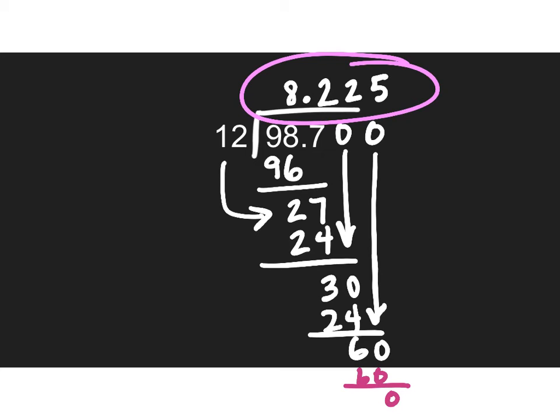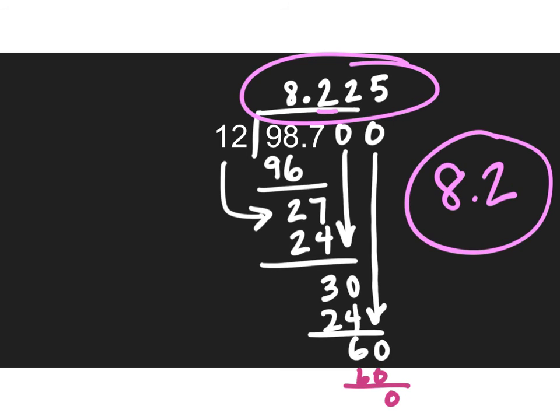So how many groups of 12 can I make out of 98? I can make a little bit more than 8 groups, okay? If I wanted to round this number, let's say to the nearest tenths place, I would say, okay, my quotient is approximately 8 and 2/10.